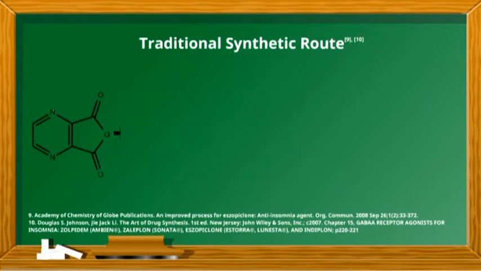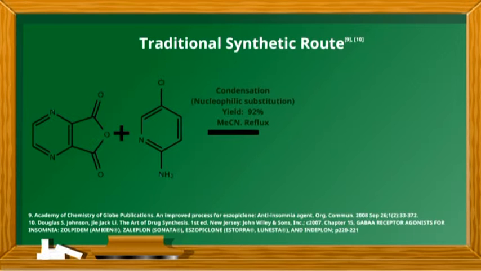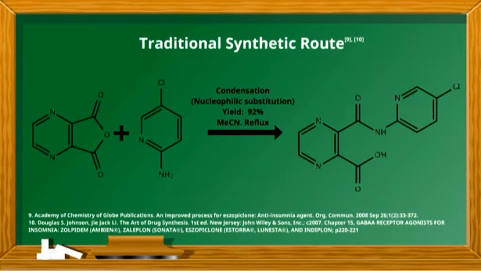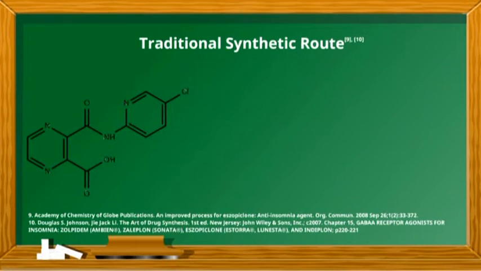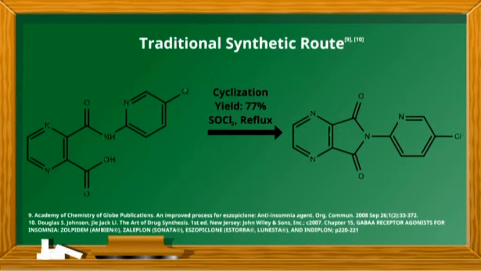condensation occurs by combining pyrazine anhydride with 2-amino-5-chloropyridine through nucleophilic acyl substitution to give an amide with a yield of 92%. The process is undergone in acetonitrile and at reflux temperatures. Next, an imide is formed by the cyclization of the amide produced in the previous step with the aid of thionyl chloride at reflux temperatures with a yield of 77%.